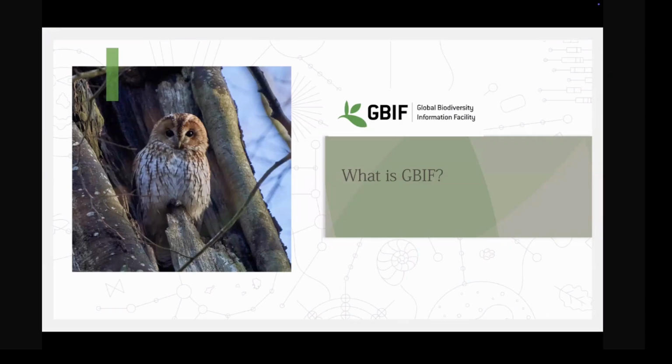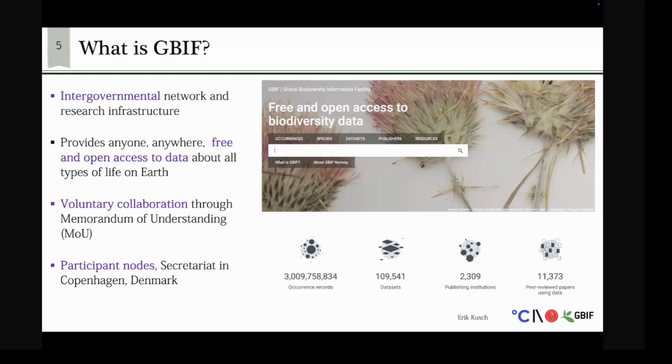However, first we need to understand what GBIF even is. GBIF is an intergovernmental network research infrastructure, which makes available to anyone everywhere, as long as they have an internet connection, freely available open access data about any type of life on Earth. There are a few caveats to this, which we'll get to in just a second. However, for now, just know the mission statement of GBIF is to make information about life on Earth available to everyone.